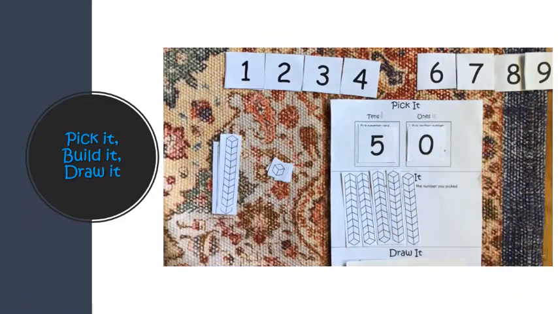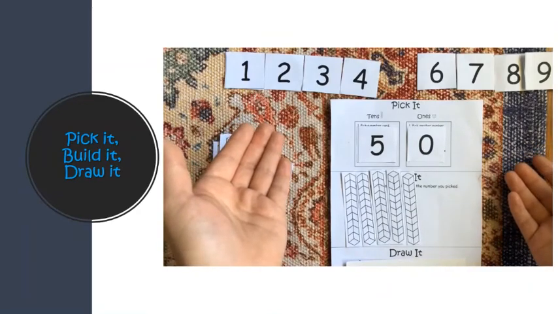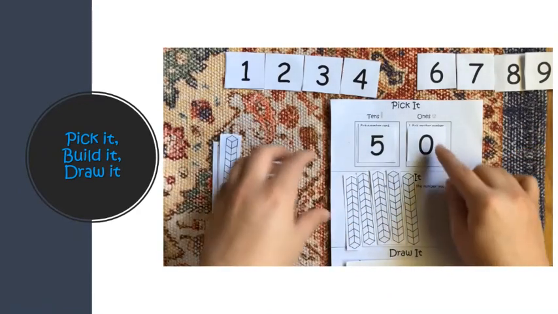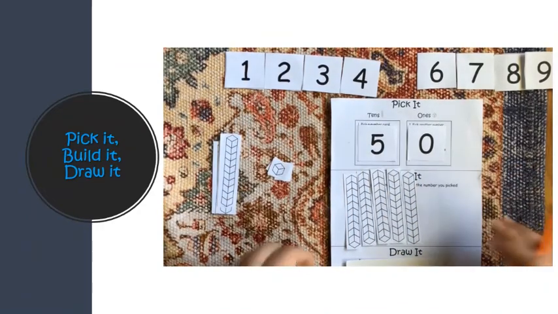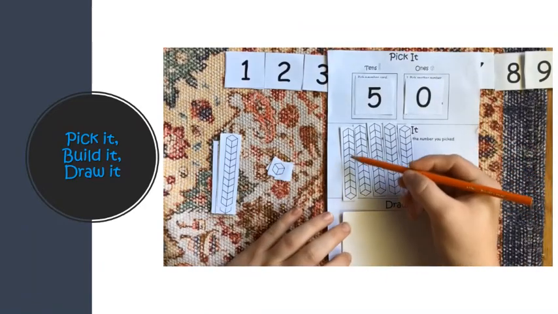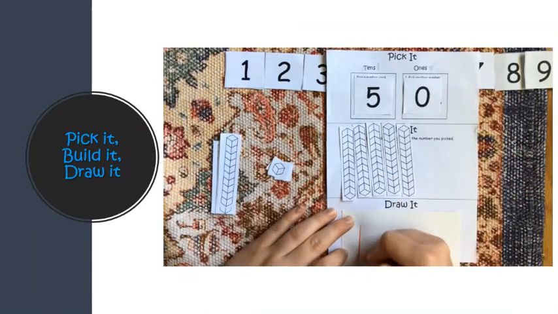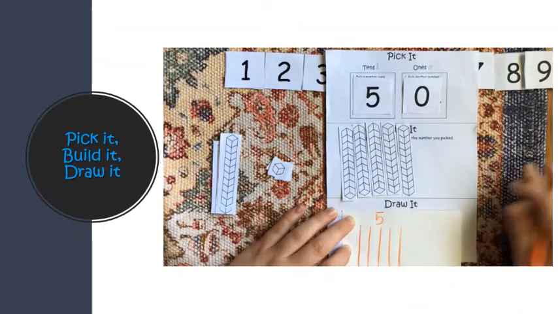How many ones do we need? 0. And the number 0 means we have none. So we have no ones at all. Now, we can draw the picture and it needs to match what we built, right? So we need 5 groups of 10. 1, 2, 3, 4, 5. So we have 5 groups of 10.